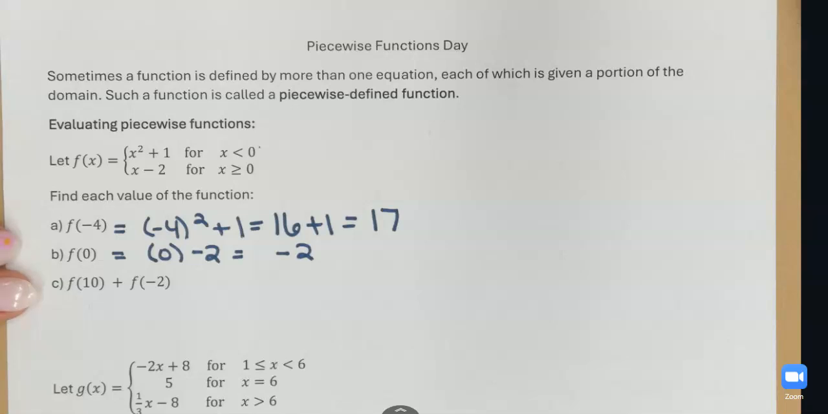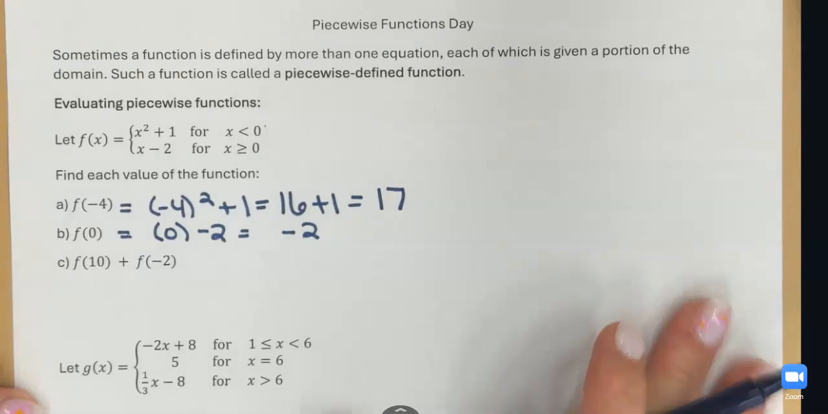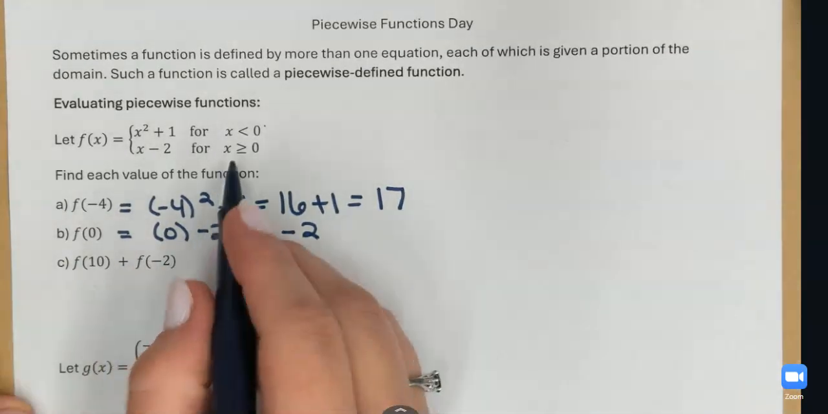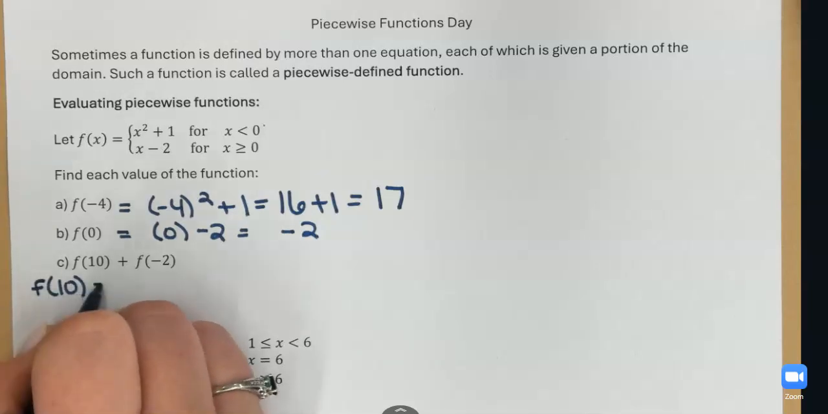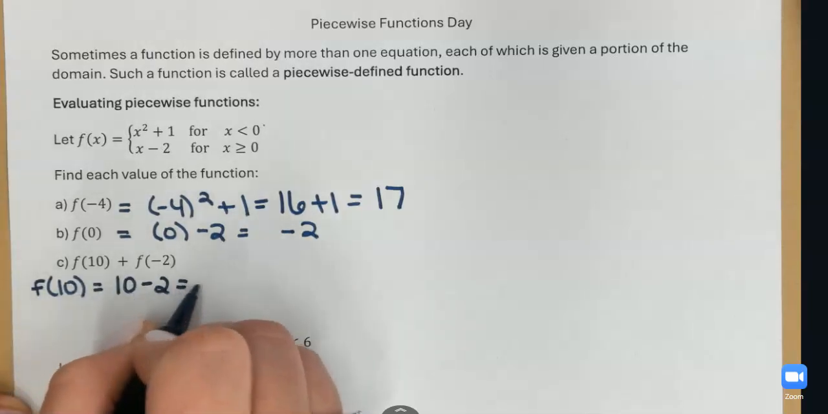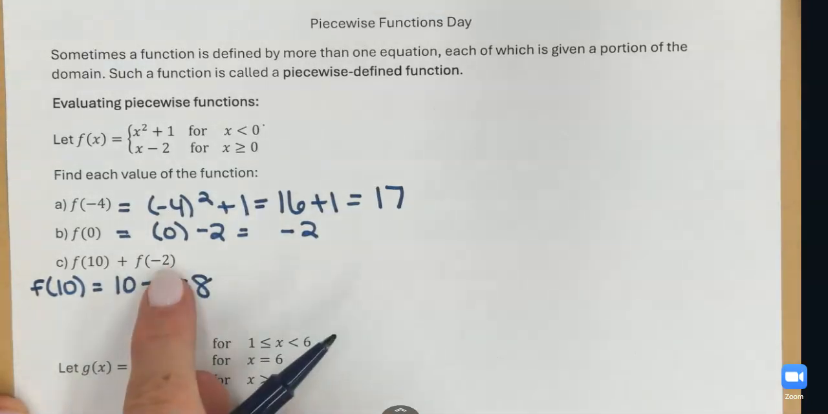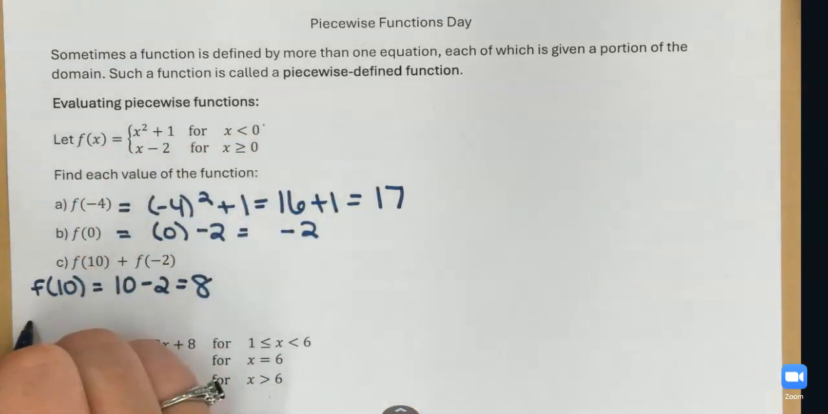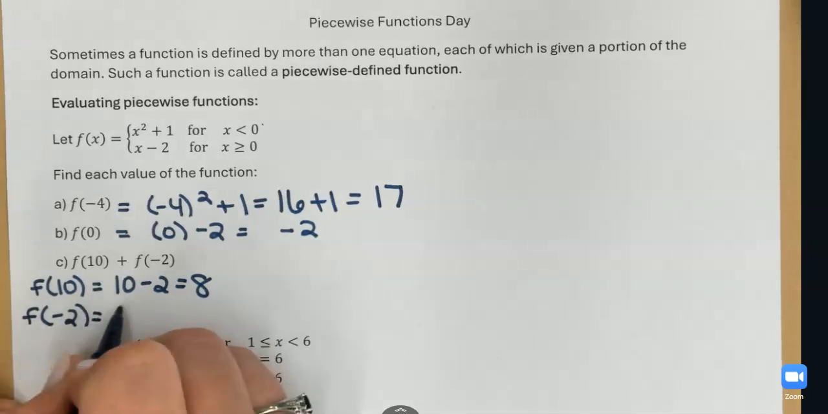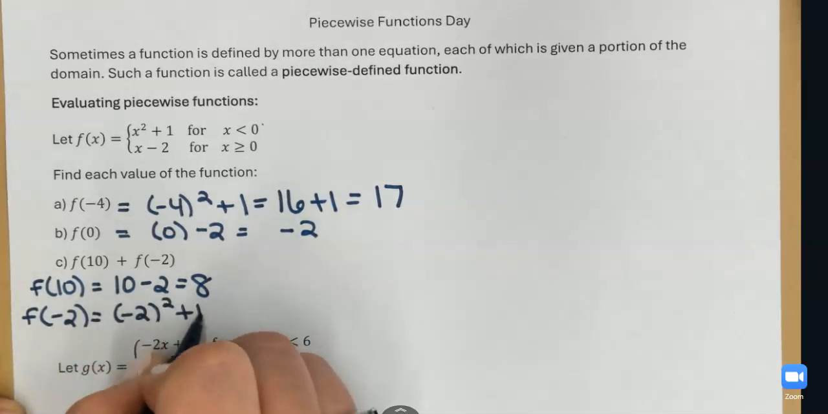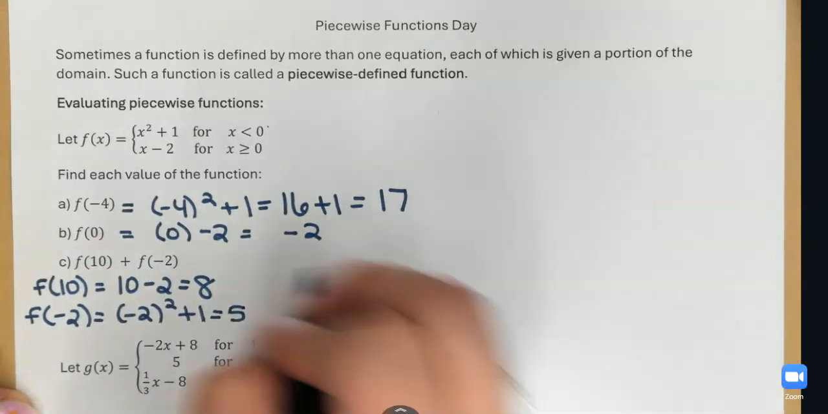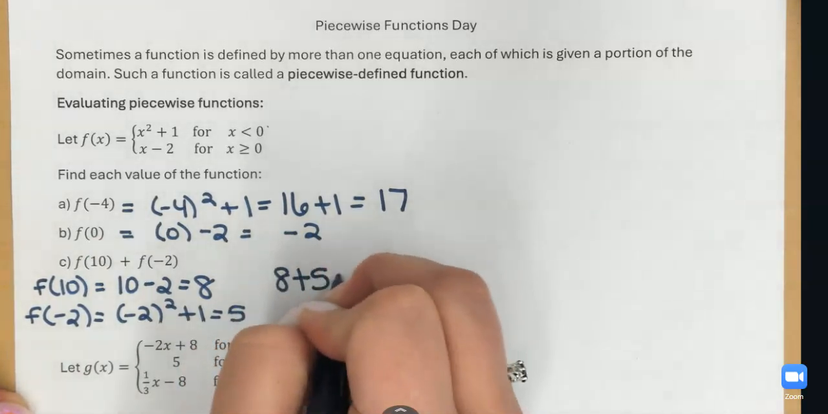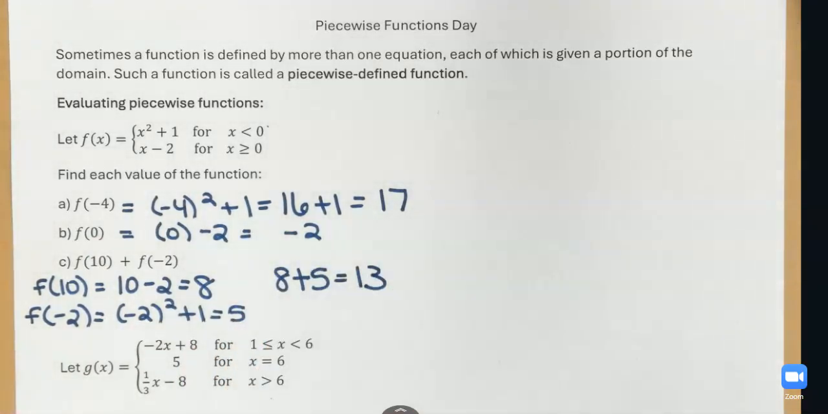Okay. Lastly, f of 10 plus f of -2, that means I first need to find each of those values. F of 10, that is going to be from my bottom equation because it's greater than or equal to 0. So that's going to be 10 minus 2, which is 8. Then for f of -2, I use the top equation because -2 is less than 0. And that is going to give me 5. So for f of 10 plus f of -2, that's going to be 8 plus 5, which is 13.